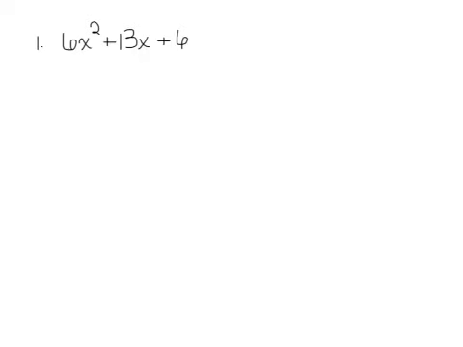We are going to look at factors of 6 times 6, which will give us 36, that will add up to our middle term. What we want to do is find two numbers that multiply together to give us 36 that will add together to give us 13, and those numbers would be 9 and 4. 9 times 4 is 36. 9 plus 4 is 13.